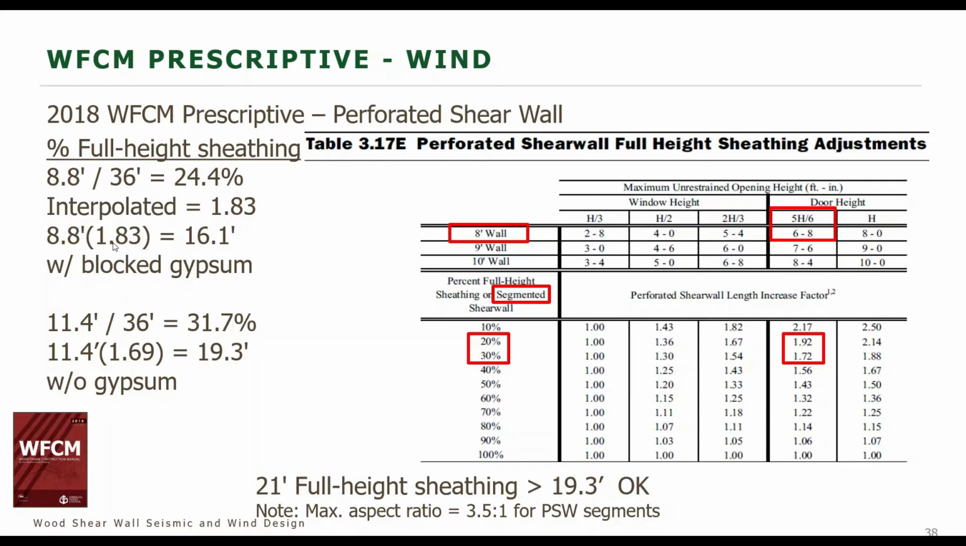So multiplying that by the full height sheathing requirement from the segmented shear wall, we see that we need to provide 16.1 feet of effective full height sheathing if we're using the blocked gypsum on the interior. If we're not supplying the contribution of the gypsum interior, then we would do the same calculations, but we start with 11.4 feet and we see that we need 19.3 feet of full height sheathing.